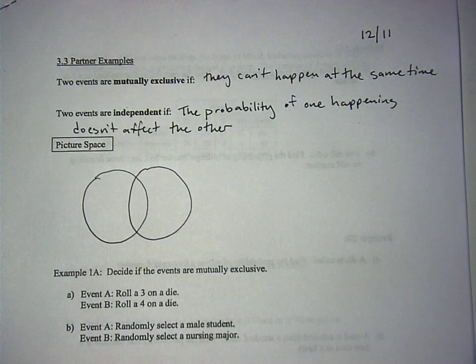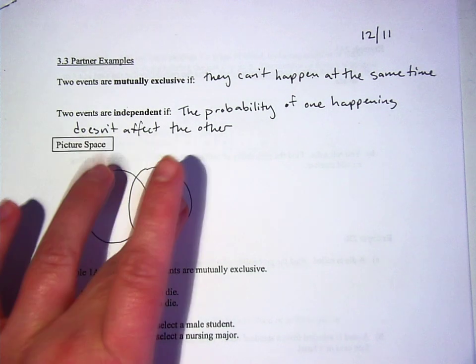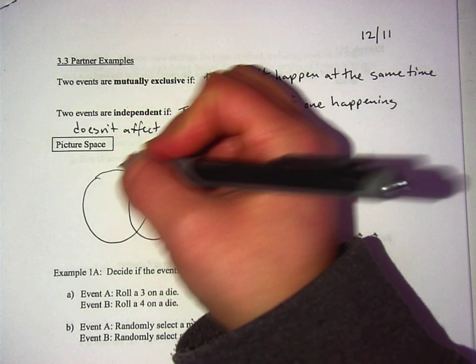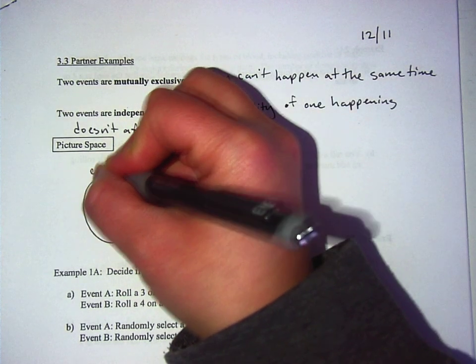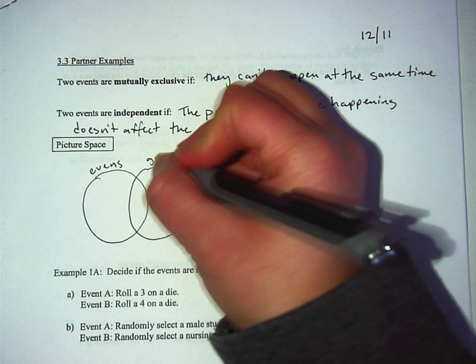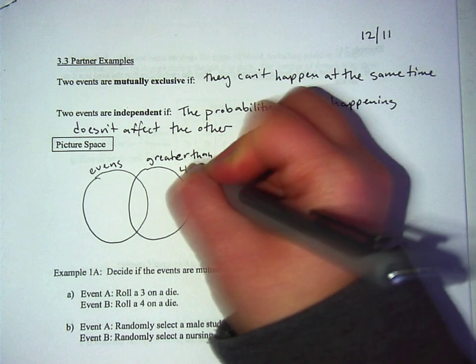Have you seen pictures like this before? What's that called? A contrast and compare diagram. Oh, a lot of people call it a contrast and compare diagram. That's true. It's also got another fancy name, Venn diagram. And for example, stuff happening over here, stuff happening over there. So let's say that this side is evens, and this side is greater than 4, and we're rolling a die.